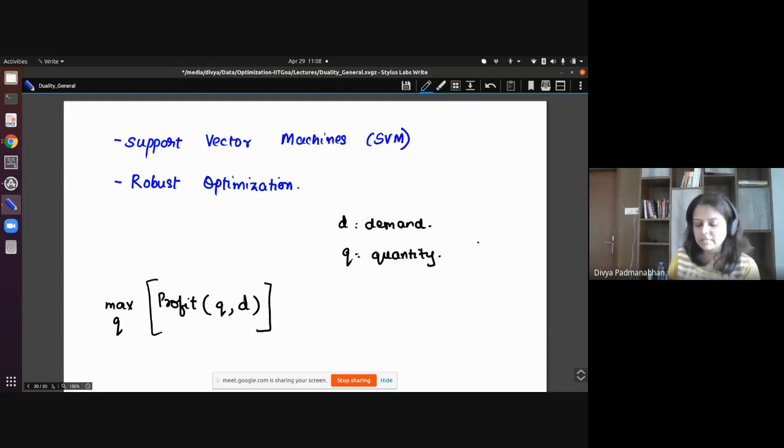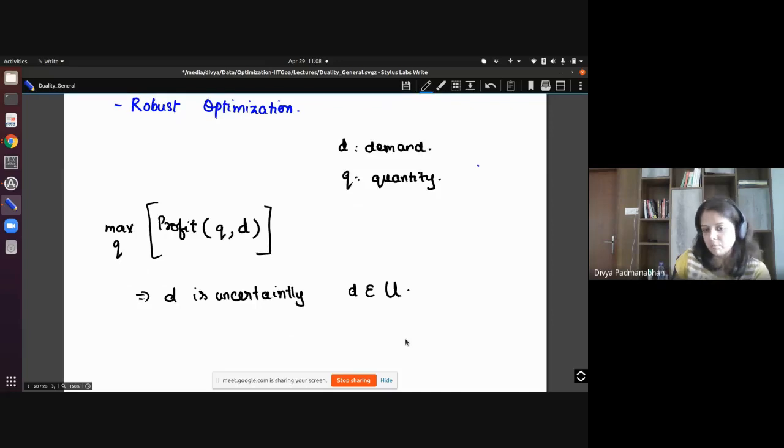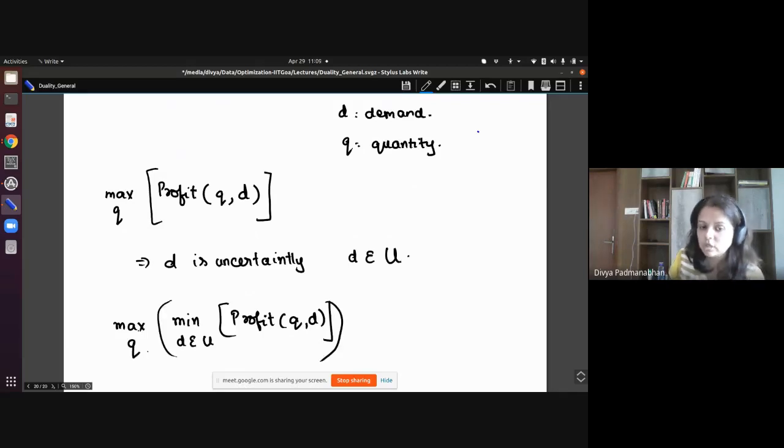So this is a problem sensitive to the demand, and what you want is, even if the demand is very bad, you still want some good profit. Typically D is uncertain. There's some uncertainty here, and say you have some idea about it, so D lies in some set U. It's not a single value anymore; it lies in some set. Now what is the D which minimizes this profit? There's some D which is going to hurt you. If the demand is very bad, it's going to hurt you. Now how can you order the quantity such that even if the demand is bad, your profit is reasonable? You do the best possible even in the worst demand. So this is called a robust optimization problem.